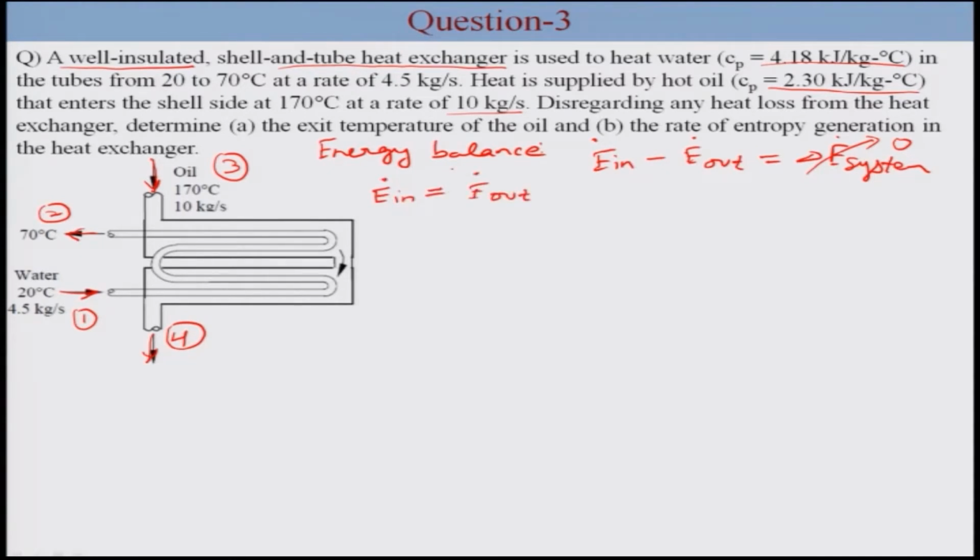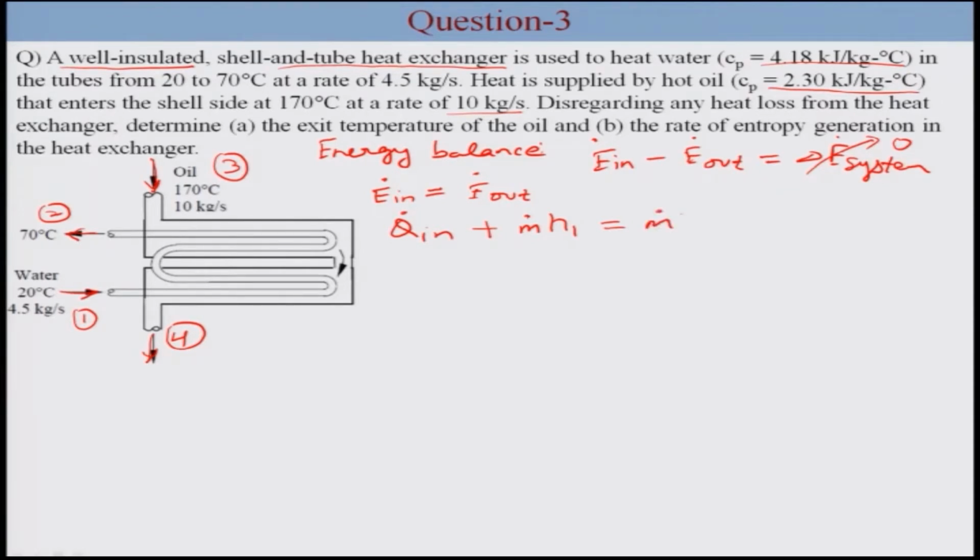Now, the rate of energy which is entering is Q in dot, the heat which is added to the water, plus the enthalpy of water, m dot, the mass flow rate of water, into the enthalpy of water, is equal to the net energy which the water is taking with itself when it is moving out of the heat exchanger.